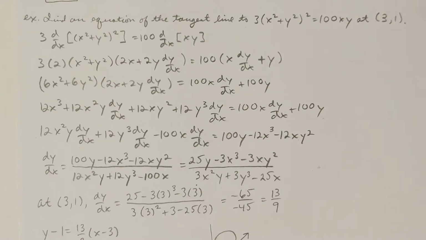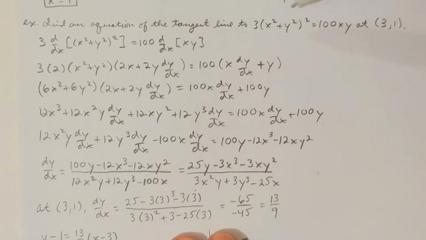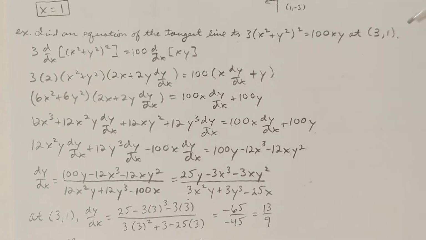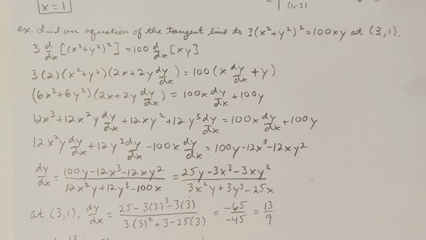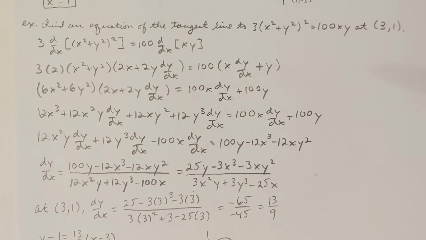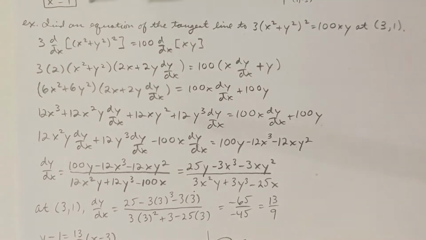Here's another one. Find an equation of the tangent line to the graph of this equation here at the point (3, 1). (3, 1) would be a point on this graph if you were to check that by plugging in x equal 3 and y equal 1. Well, let's see. So I want to take the derivative of both sides. Now, constants can come out of derivatives, right? So I can bring the 3 and the 100 out there.